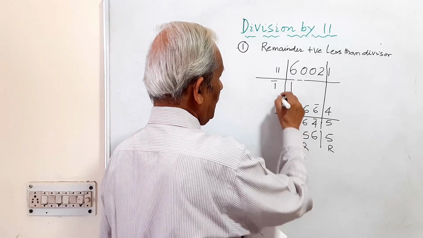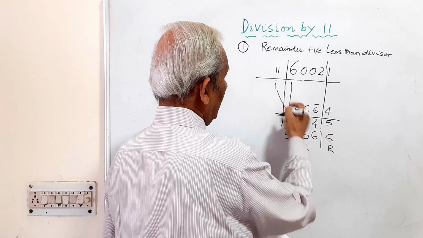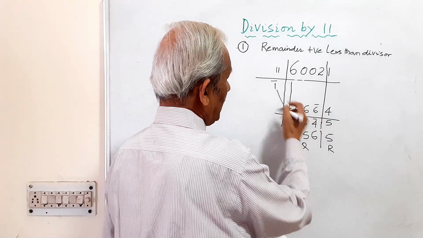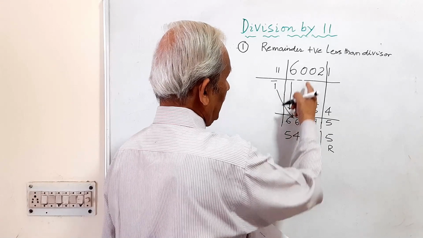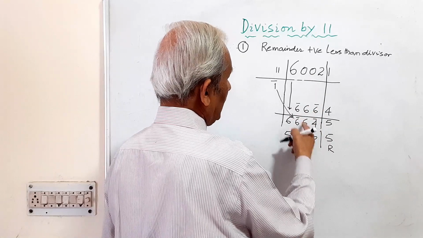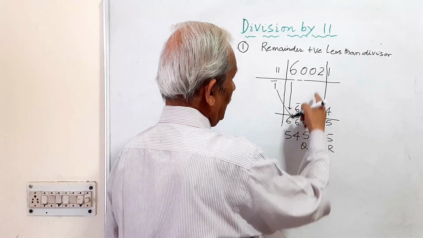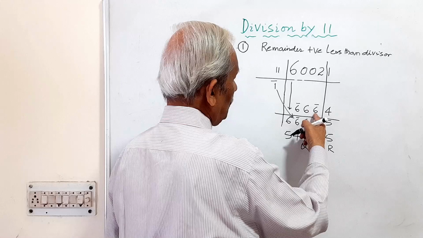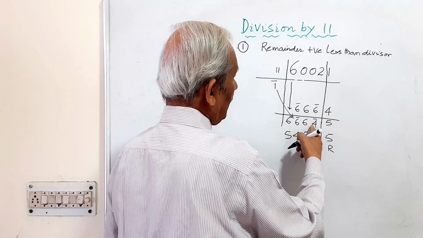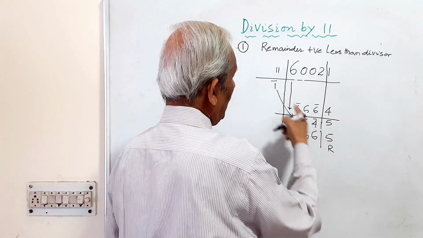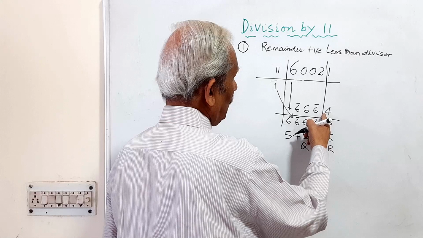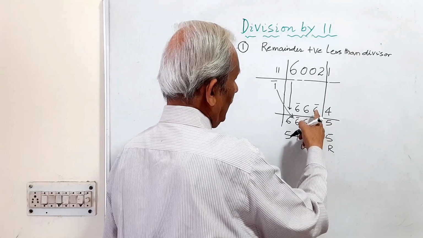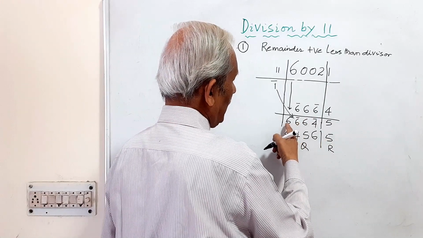Now 6 bar into 1 bar is 6, positive 6. Minus 1 into minus 6 is 6, 6 plus 0 is 6. 6 into 1 bar is 6 bar, 2 into 6 is 2, 2 plus 6 bar is 4 bar, and then 4 bar into 1 bar is 4. Right here 4, 1 plus 4 is 5, 4 bar 6, 6 bar 6.